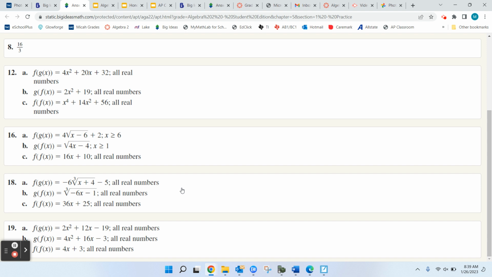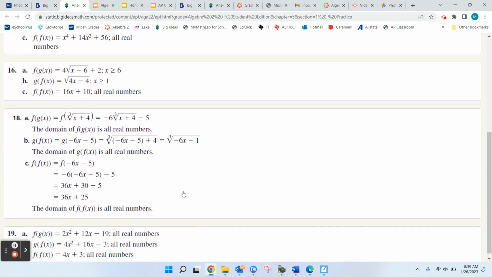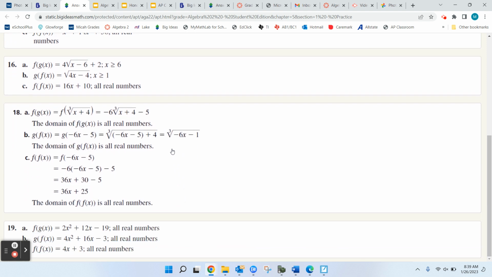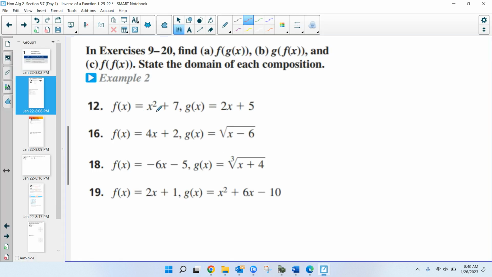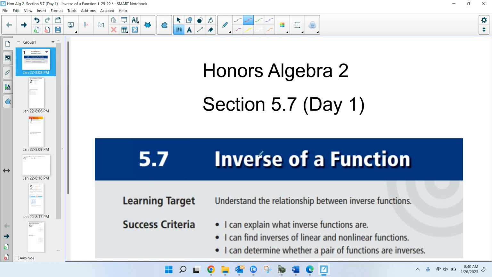I heard questions on 18 or 19. After checking those in detail, what kind of questions do we have on that? Remember, it was f of g of x or g of f of x, and then the domain. Anything you'd like to ask about? No? All right. So today, we're getting into what are called inverses.